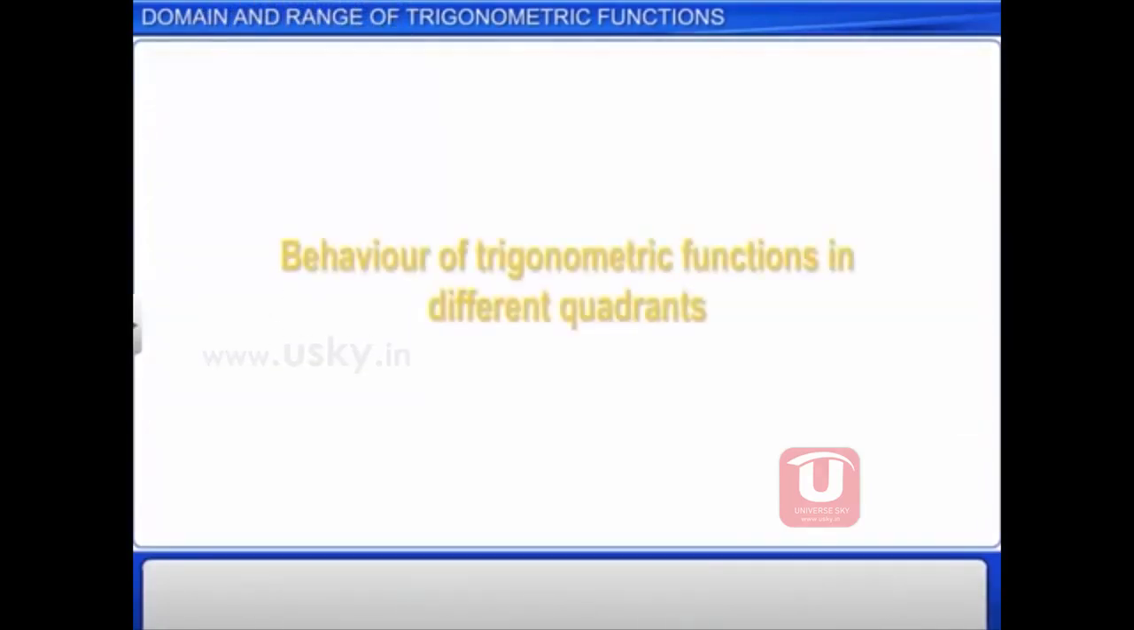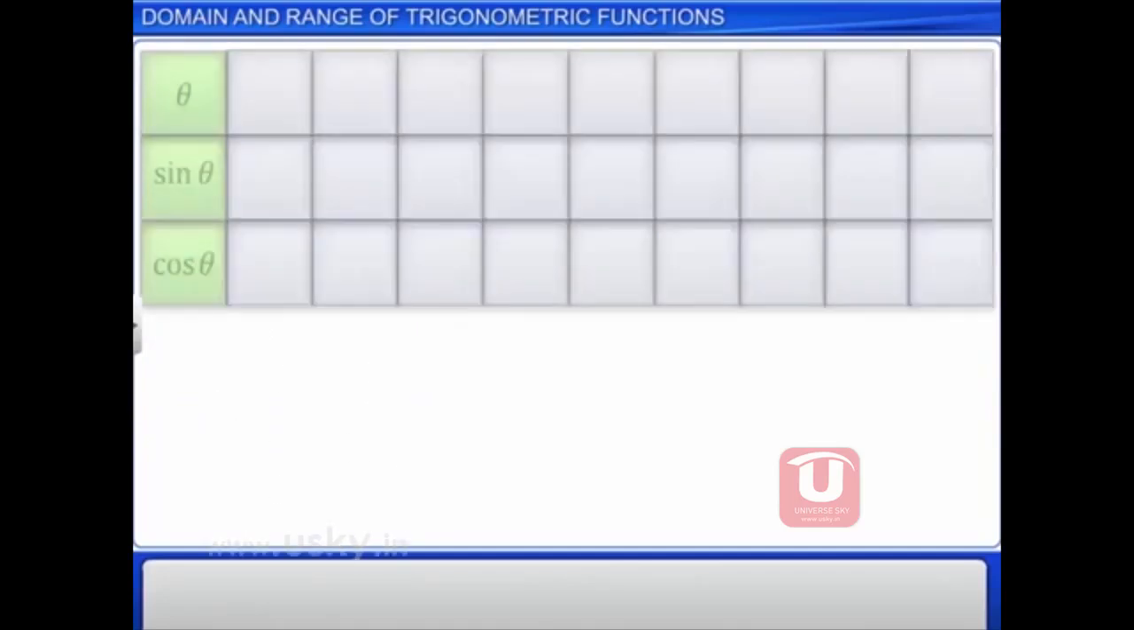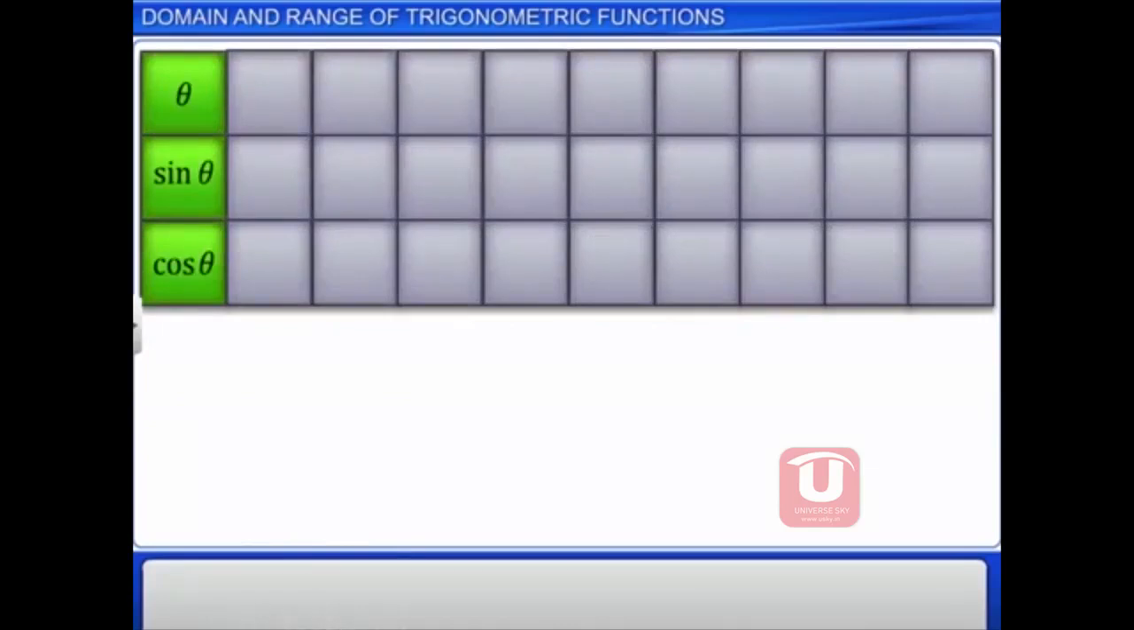Let us now see the behavior of trigonometric functions in different quadrants. Take a look at the table again. The value of sin theta increases from 0 to 1, and the value of cos theta decreases from 1 to 0, when theta increases from 0 to pi by 2. From pi by 2 to pi, the values of sin theta and cos theta decrease from 1 to 0, and 0 to -1, respectively.